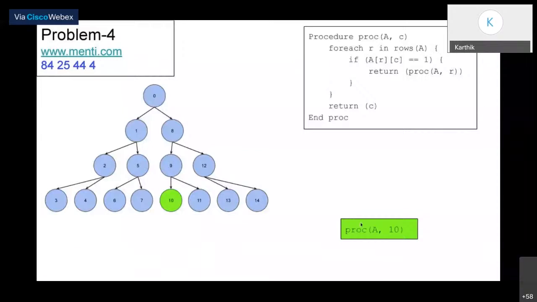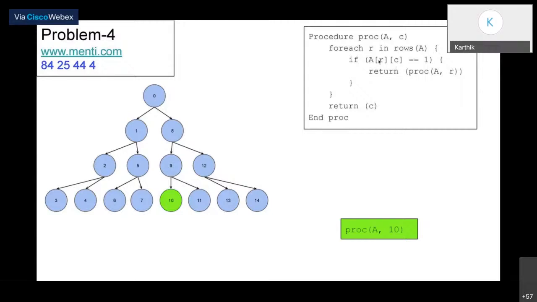So green means ongoing, and this is the first call. You make your first call to the procedure proc of a comma 10, with 10. Let's go in and see what happens. We are looping through each row r in a. And if there is an edge from r to c, then we are doing something, right? What does this mean? In this case c is 10.